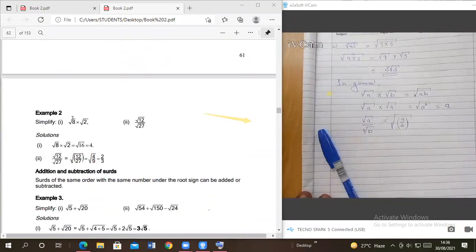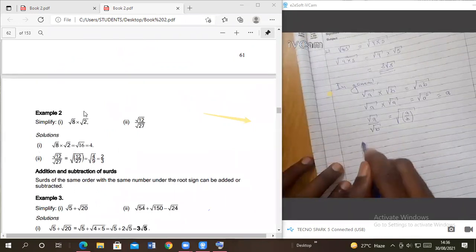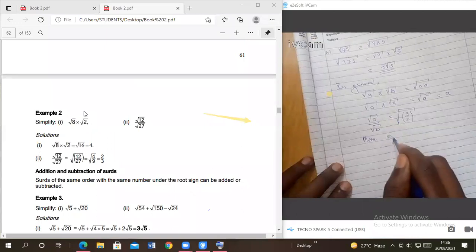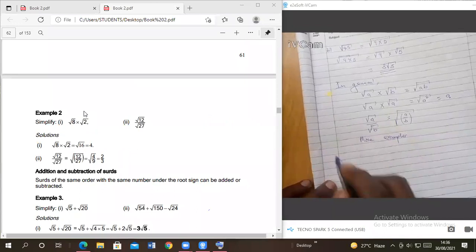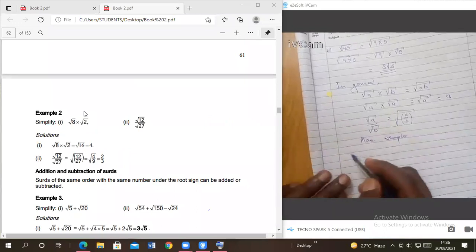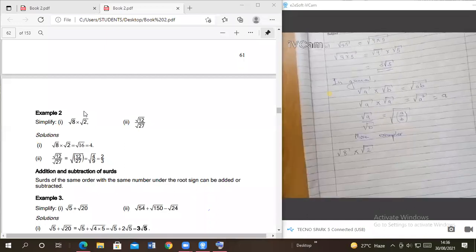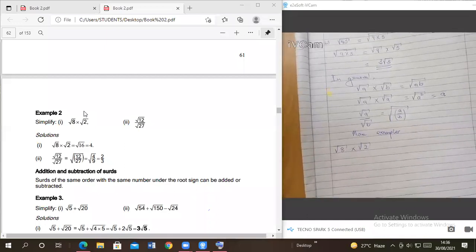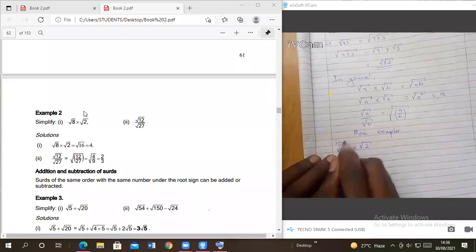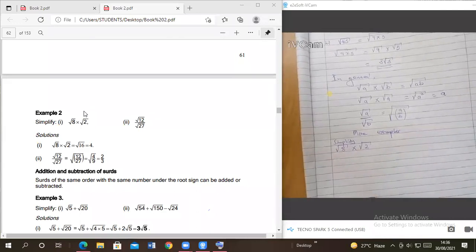So now let's go ahead to example number 2. We have 4 minutes remaining. Let's go to more examples. The question is: simplify root of 8 times root of 2.